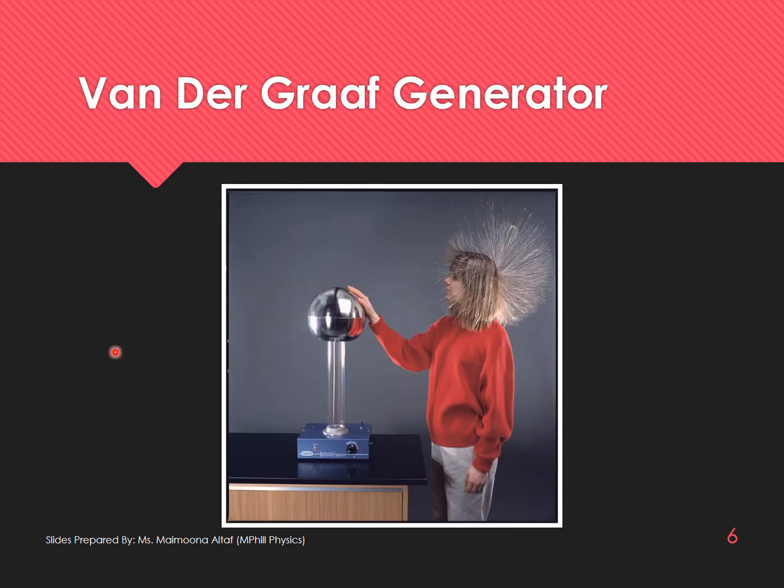An information for you: when you charge up your body by touching the Van de Graaff generator, your hair stands on end. The hair stands because all hair gains the same electric charge, and we know that the same charges repel each other. So the force of repulsion is so great that it exceeds the weight of each hair strand, while your arms do not lift away from your body, even though they have the same charge as your body.